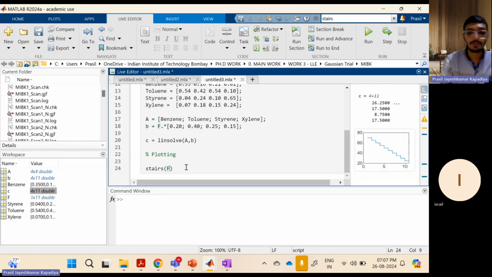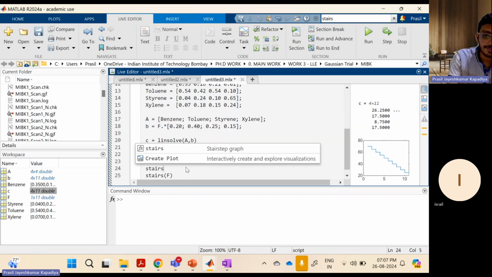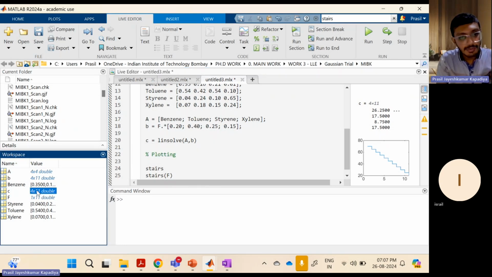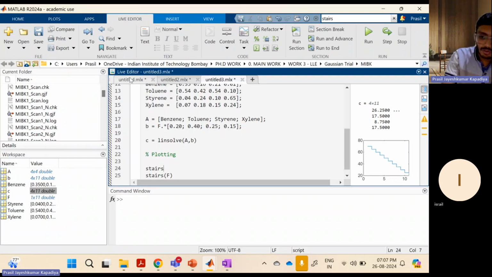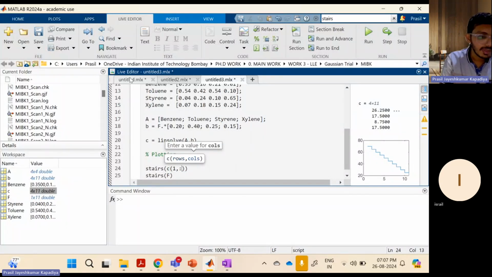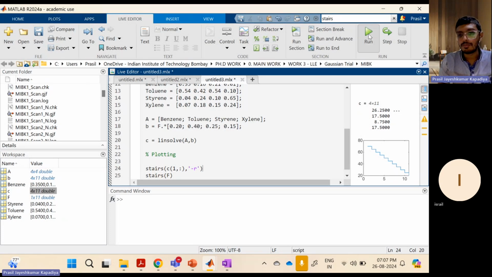But now I want to see how the product is changing. So I can write stairs. Let's say I'm just seeing for D1. So what is D1? D1 is the first row of the C matrix. So how can I define it? Stairs of C of first row, all columns. That will give me D1. And let's say I want to keep it in red color, so I will just put dash R. And I will plot it.